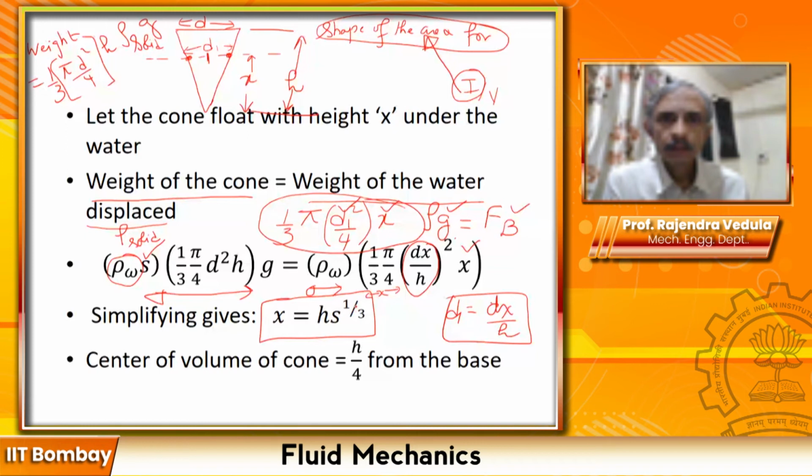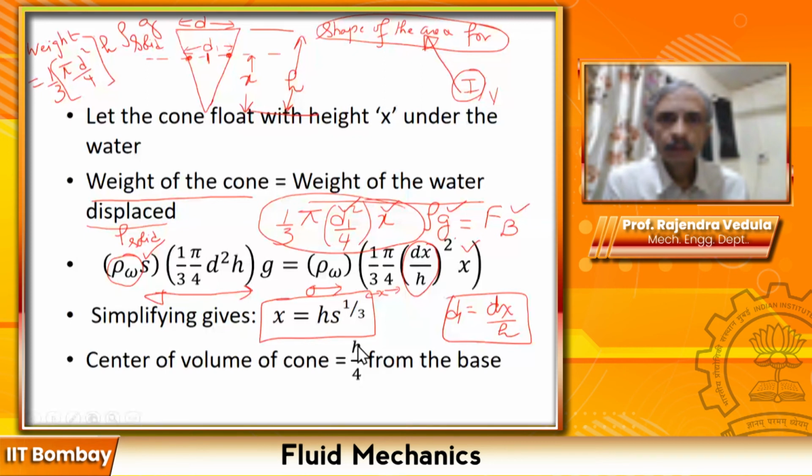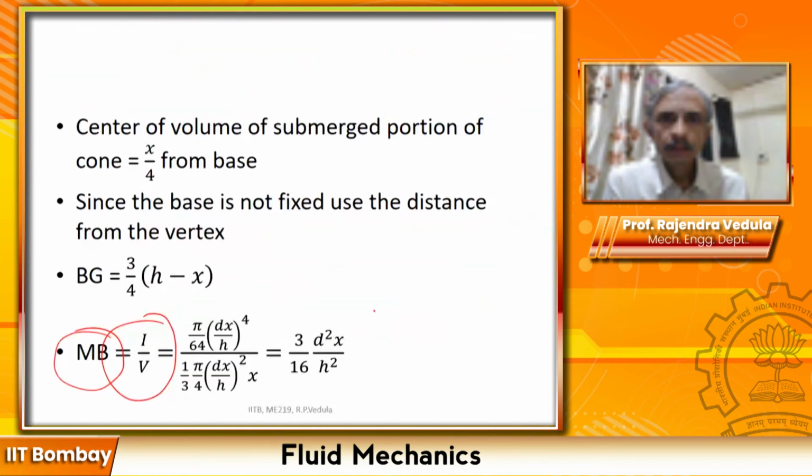So the height of the cone that is going to be submerged is obtained in terms of the height of the cone and the specific gravity of the cone. All right. So the next thing that you want to understand is this business of stability. The buoyancy part is done, and the next is the stability part.